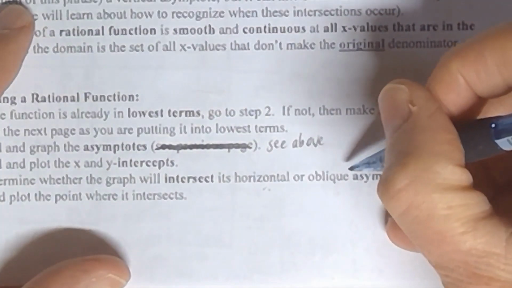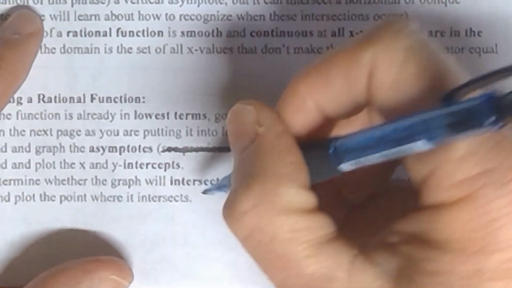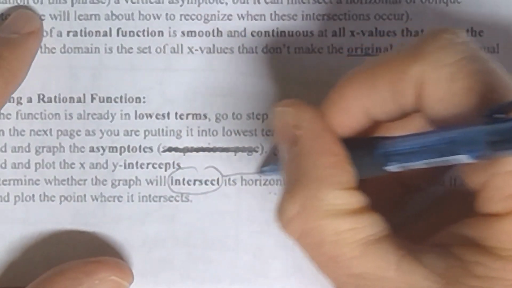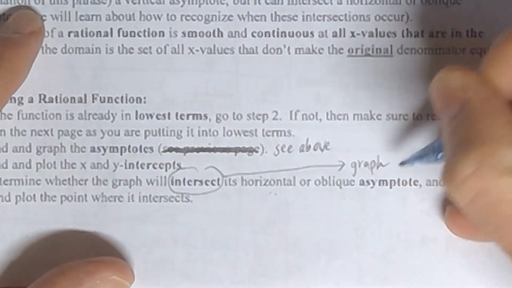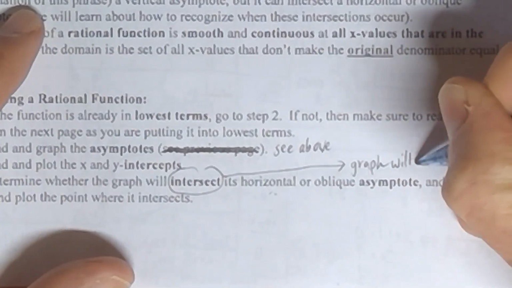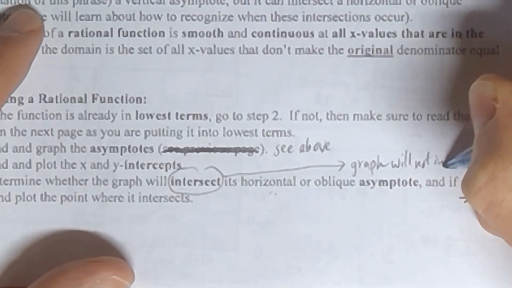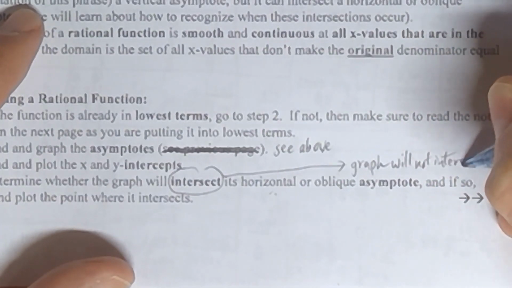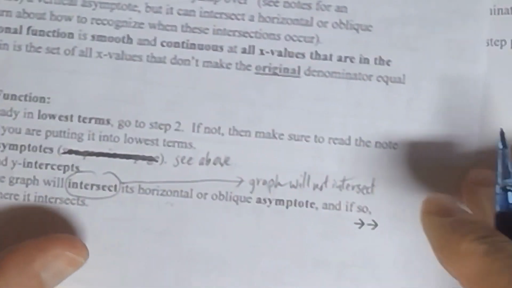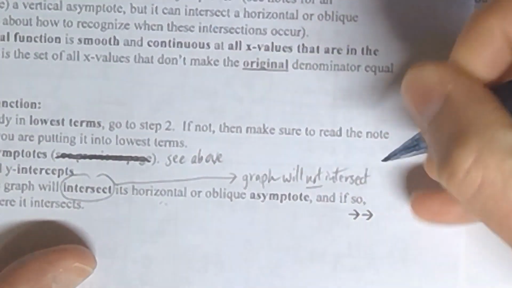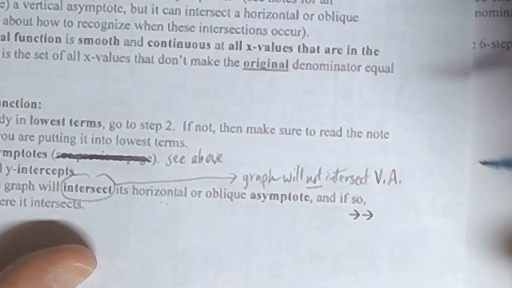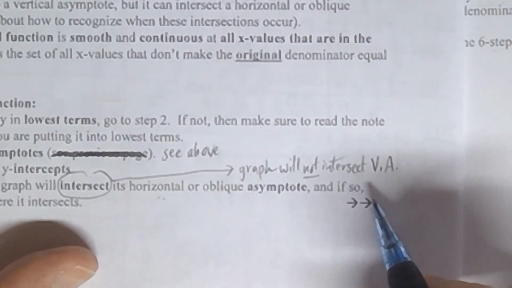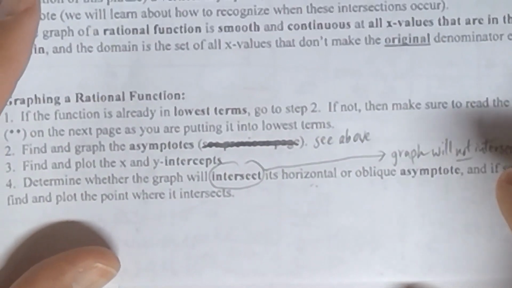So you can make a note here. Graph will not intersect the vertical asymptote. Will not. So you don't need to check that. We're just looking at either the horizontal or oblique asymptote here. In this particular problem, horizontal.